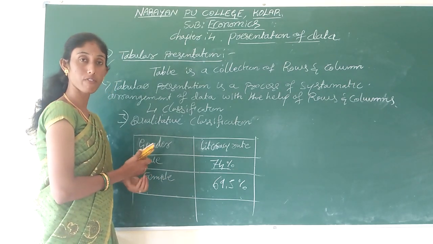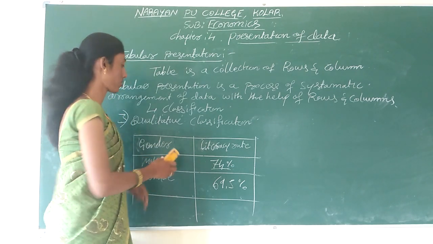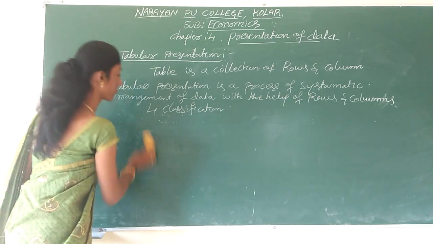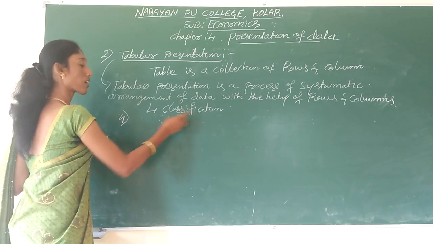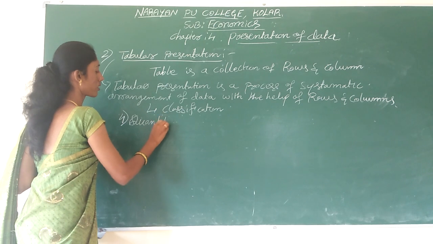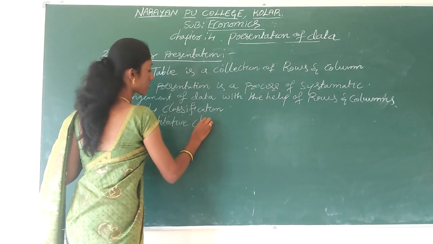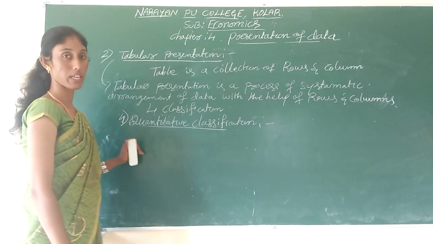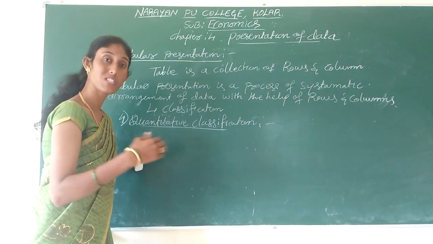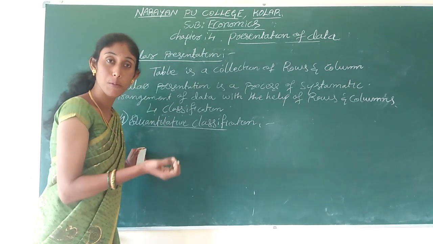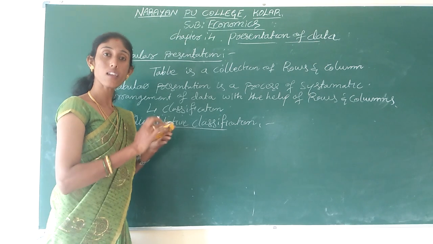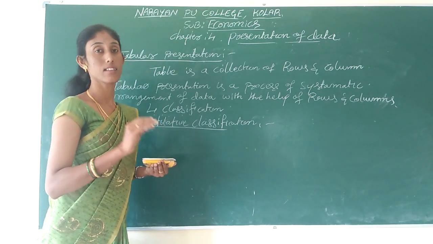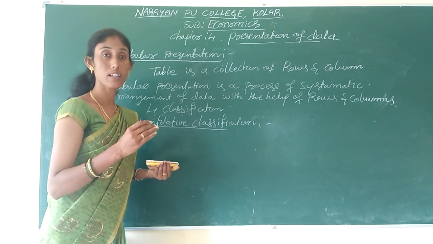And next we are moving to one more type of classification, that is quantitative classification. The fourth form of classification is quantitative classification. Quantitative classification means when we are presenting the data based on quantitative characteristics or attributes like marks, production, income, and likewise. If we present the data with the help of this type of attributes, then that kind of data presentation will be called quantitative classification.